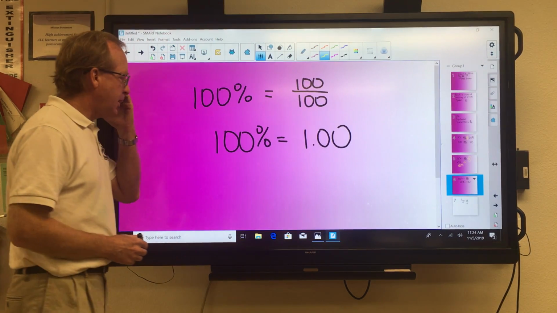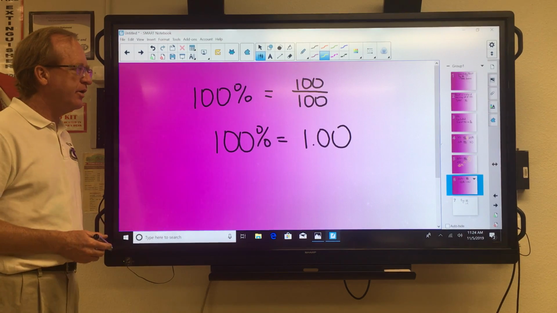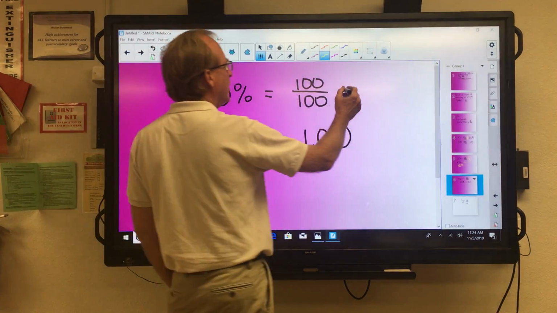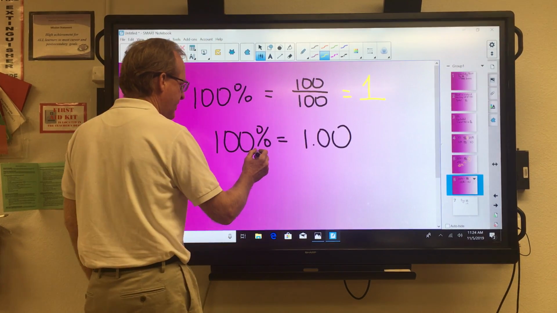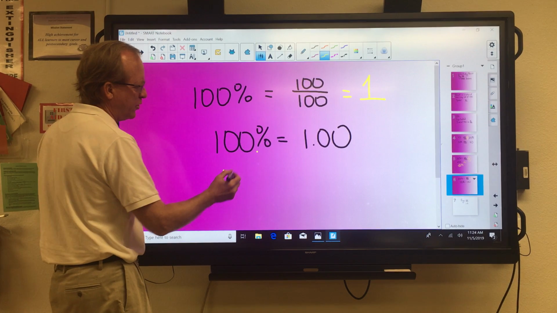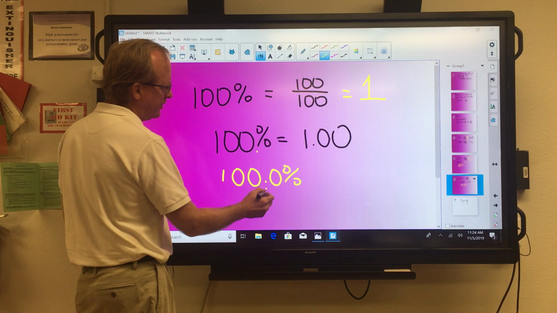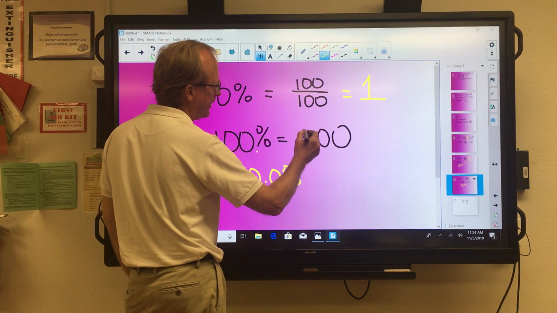You can express 100% as 100 over 100. Now, if you have 100%, that means you've got all of it, or that comes out as 1. And if you think about it, if we're moving the decimal point again, 100%, so it's 100.0. One, two, right there, 1.